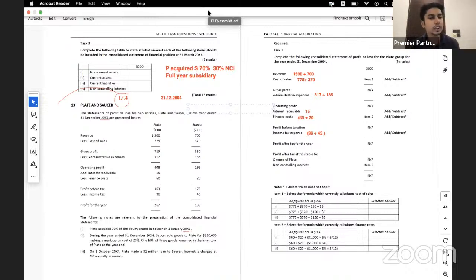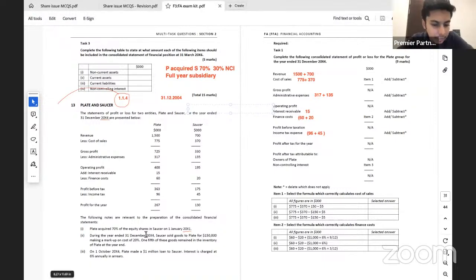So now, guys, let me teach you how to do the two adjustments I spoke about. What is the first adjustment? Intra-group sales and purchase. One company sells to another company. So, guys, look at this one. During the year, Saucer, the subsidiary, sold goods to Plate for 150. So, the subsidiary sold goods to the parent.